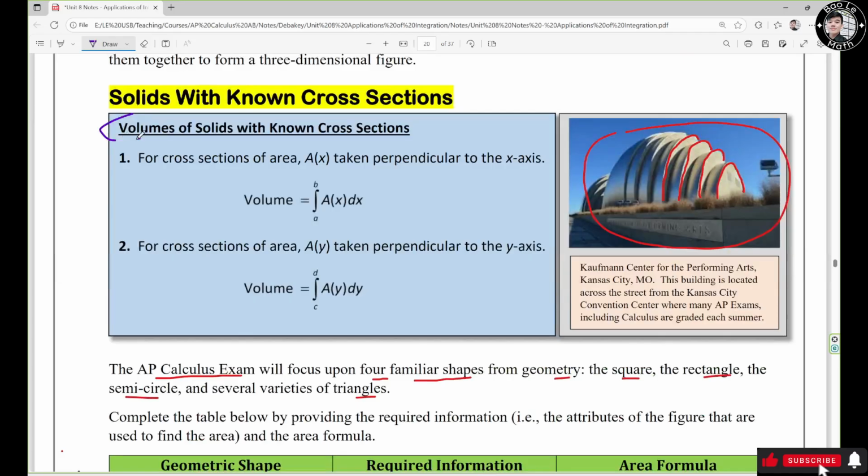Alright, the volume of solids with known cross sections. For cross sections of area A(x) taken perpendicular to the x-axis, this is extremely important: the volume equals the integral from a to b of A(x) dx, where A(x) is the area of the cross section. Make sure this dx and this dx must be the same. Now for cross sections of area A(y) taken perpendicular to the y-axis, the volume is the integral from c to d of A(y) dy. This dy and this dy must be the same.